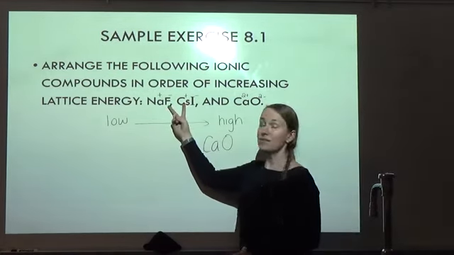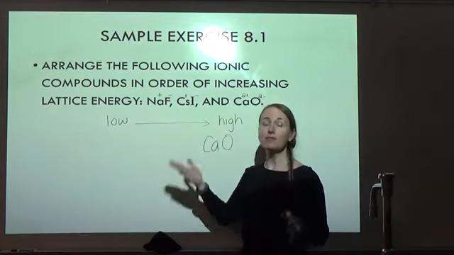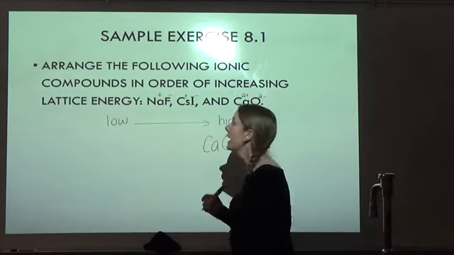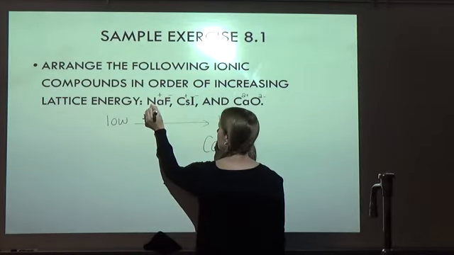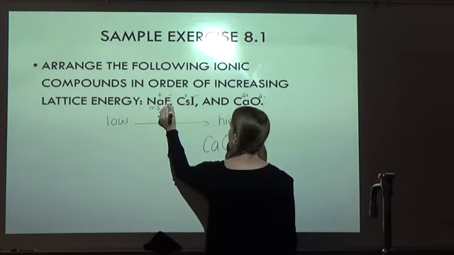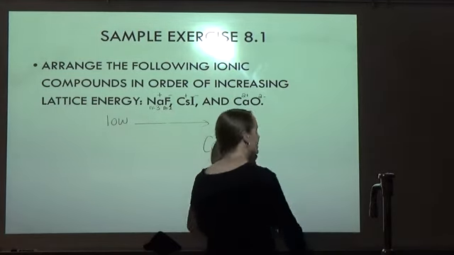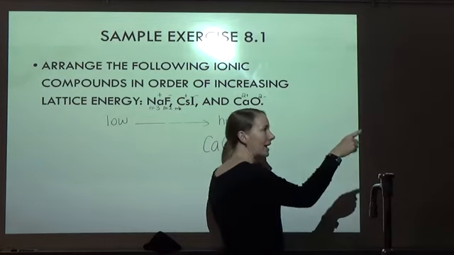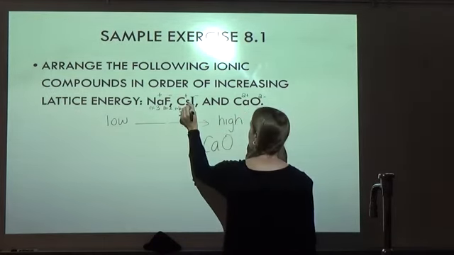Now these two, they have the same charges. So now I have to focus on size. So Na, if you look at the periodic table, has 3 energy levels. So n equals 3 for Na. F has 2 energy levels. Cs has 6 energy levels. And I has 5 energy levels.